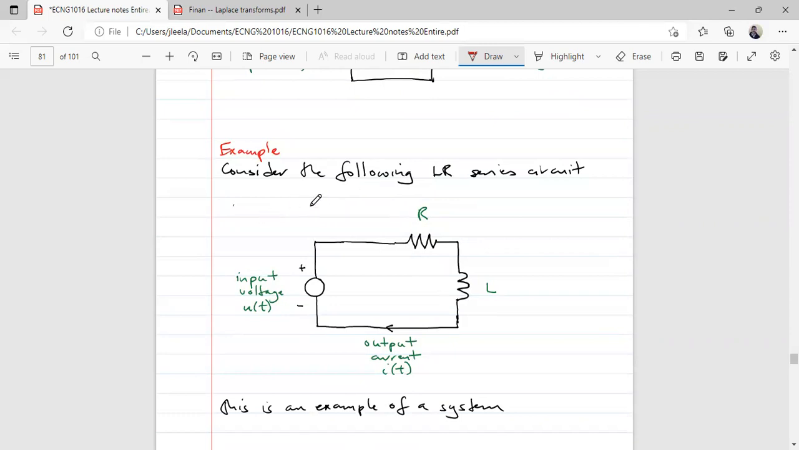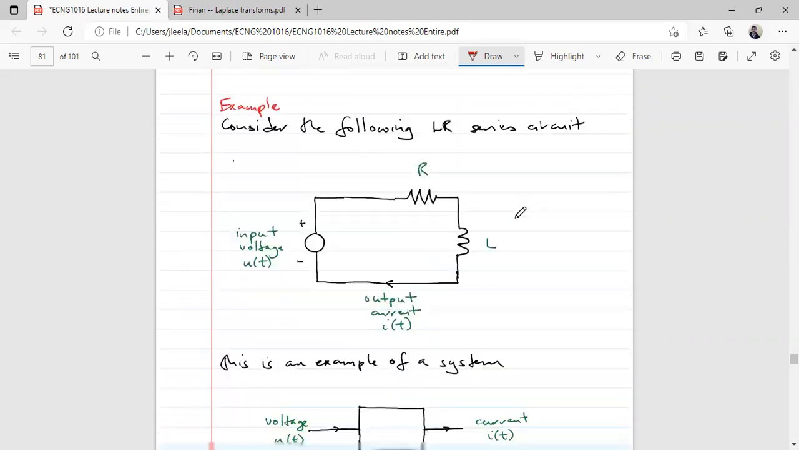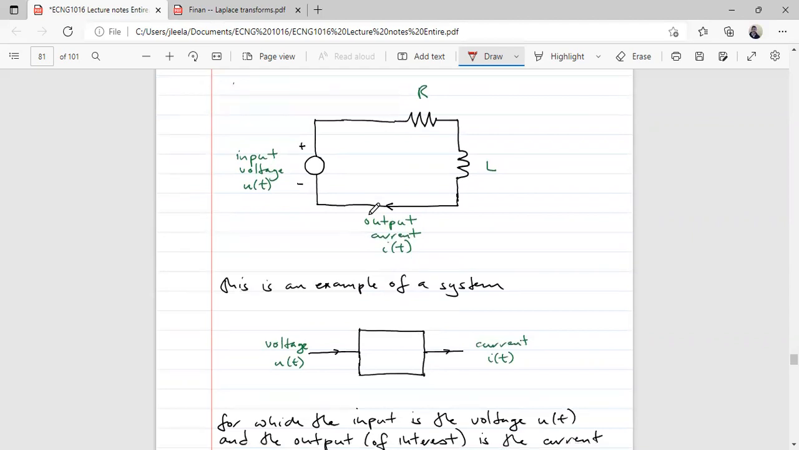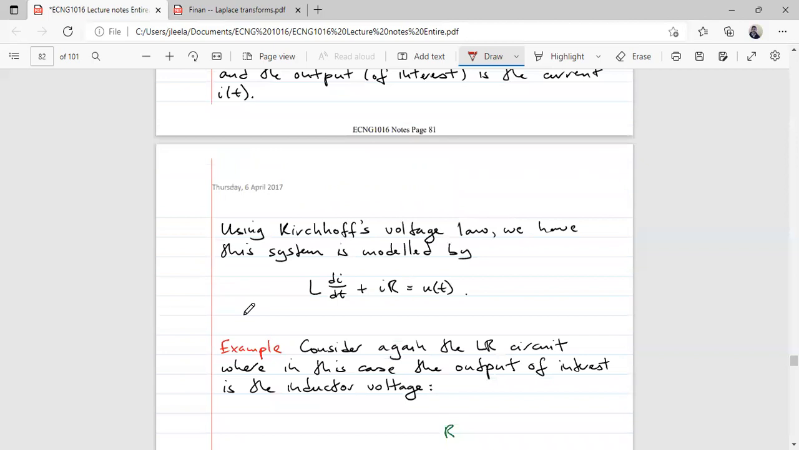These are examples here of a system. Consider the following LR series circuit. You have here your input voltage u(t) and your output current i(t). This is an example of a voltage as your input and a current as the output, for which the input is the voltage and the output of interest is the current. Using Kirchhoff's voltage law, this system is modeled by this first order differential equation: L di/dt plus iR is equal to u(t).